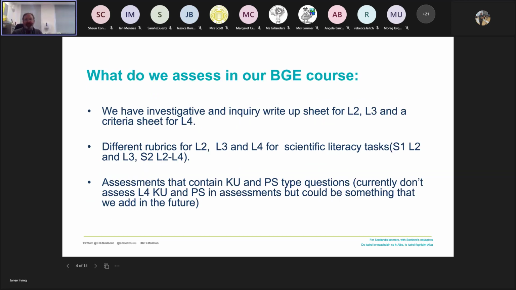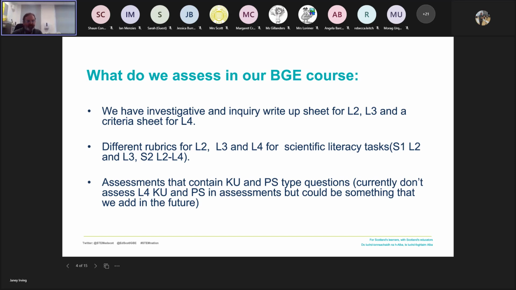Okay, so what we decided to do is first of all introduce a standardized scientific write-up, and we were going to split this into various different levels: a level 2, a level 3 and a level 4. We'd also introduce a scientific literacy task, which would also be split into level 2, level 3 and level 4, to introduce to our S1, S2 students as we move forward.